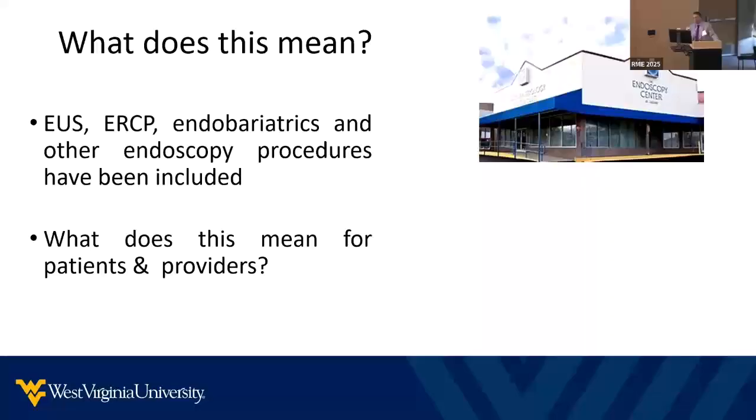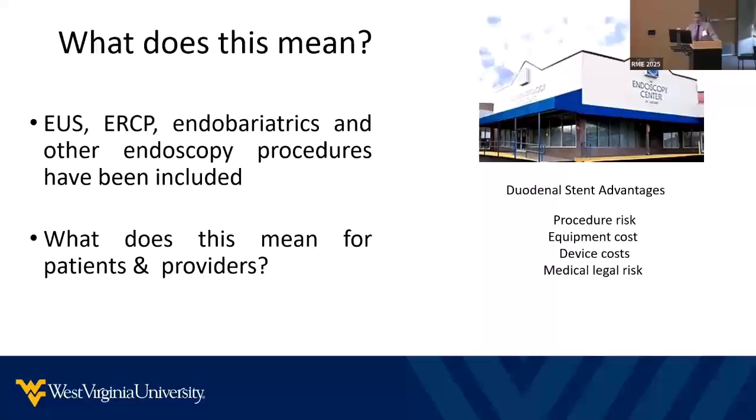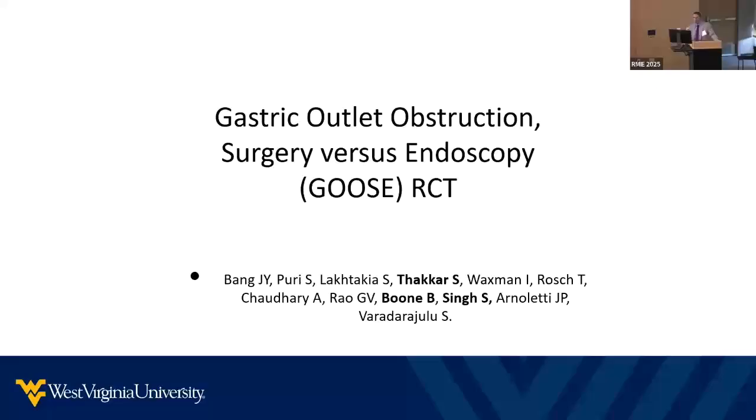I think, certainly thinking about doing EUS-GJs versus enteral stenting, duodenal stents will offer an advantage here with respect to procedural risk, equipment cost, device costs, and medical legal risk. So this is just another opportunity where I think you've got to be really considerate as to whether duodenal stenting or EUS-GJ is the right approach. And so just some final things to touch on.